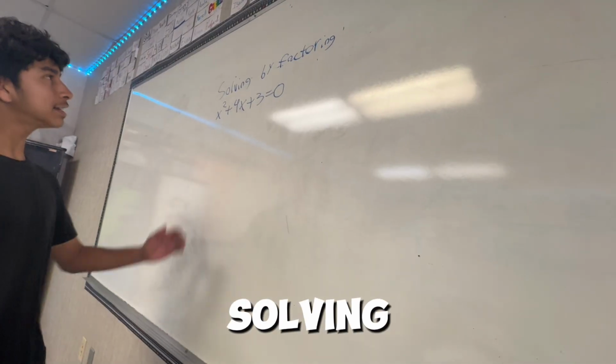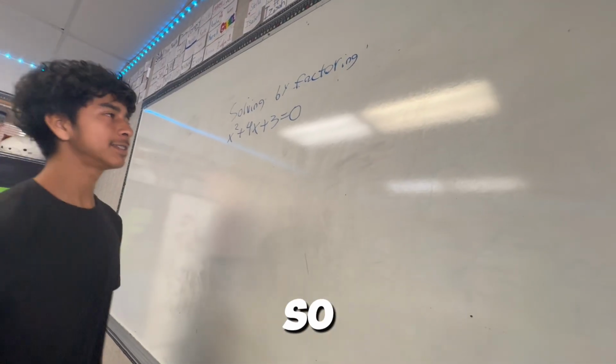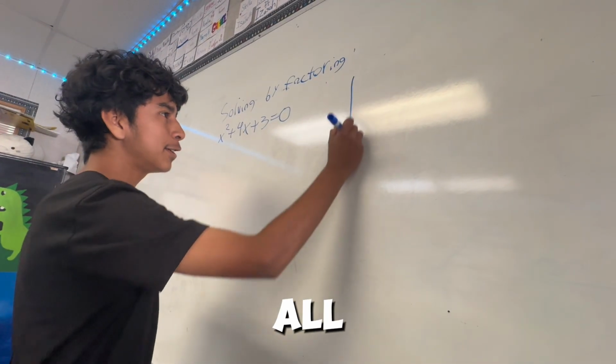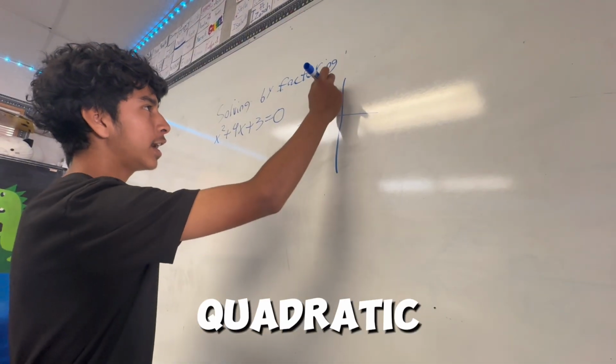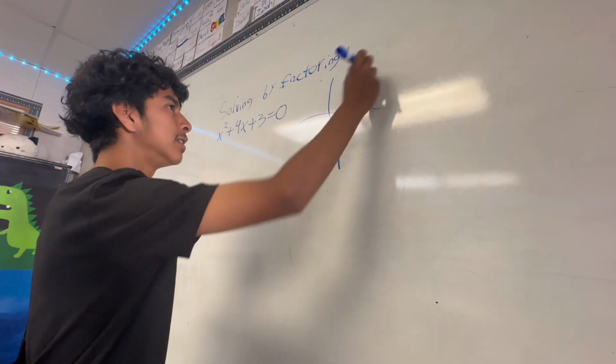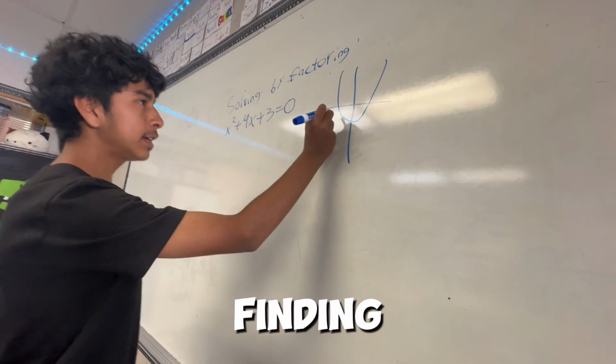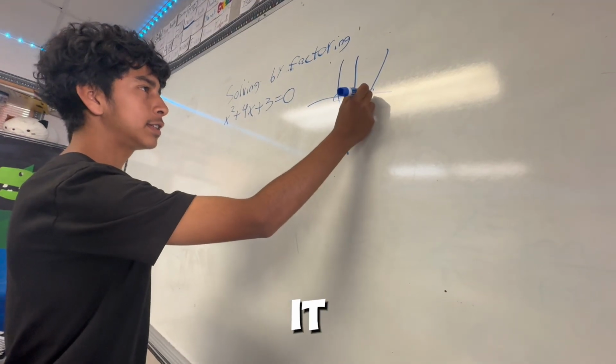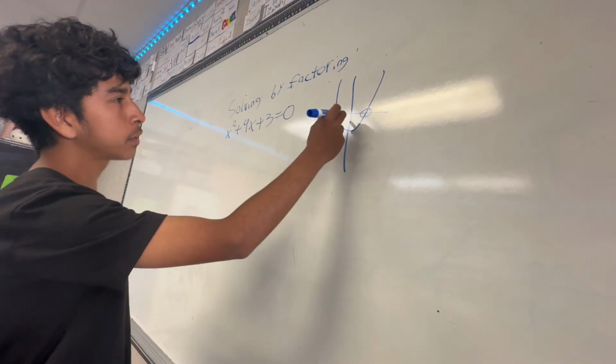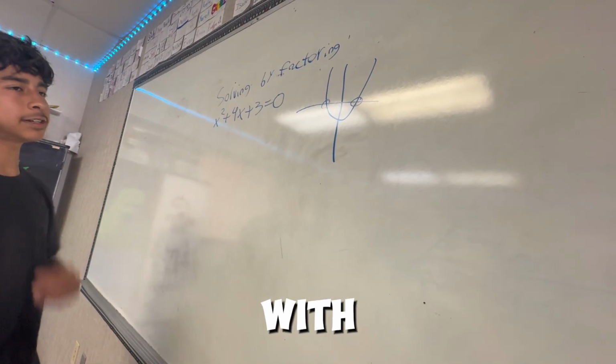Today we're going to be solving the equation by factoring. First of all, we all know we have a graph, right? If you have a quadratic, it goes like this, right? So when we solve by factoring, we're finding the x-intercept, like where it touches the x-axis. That's what we're trying to find. We have to find it with the equation.